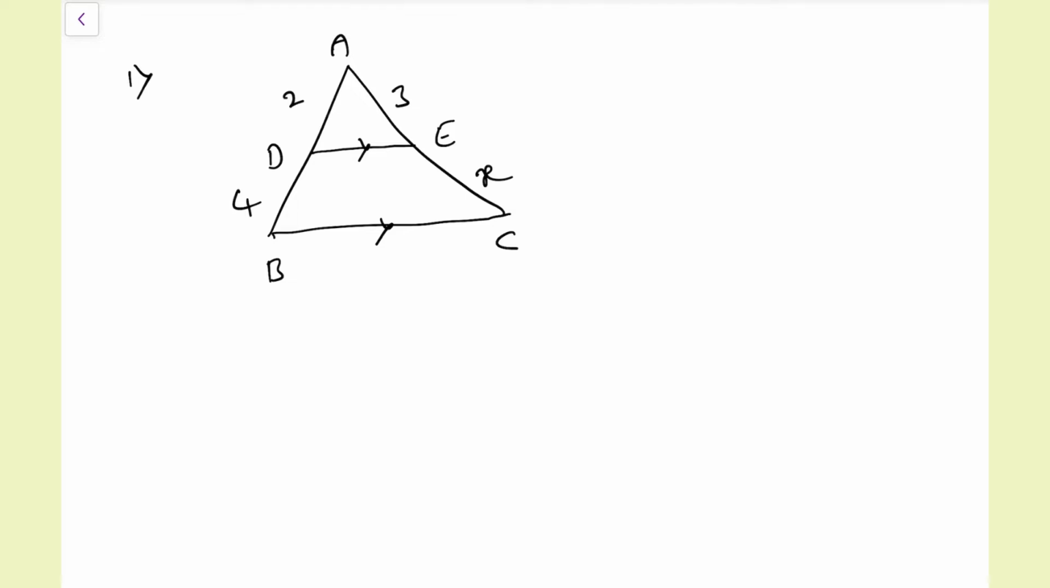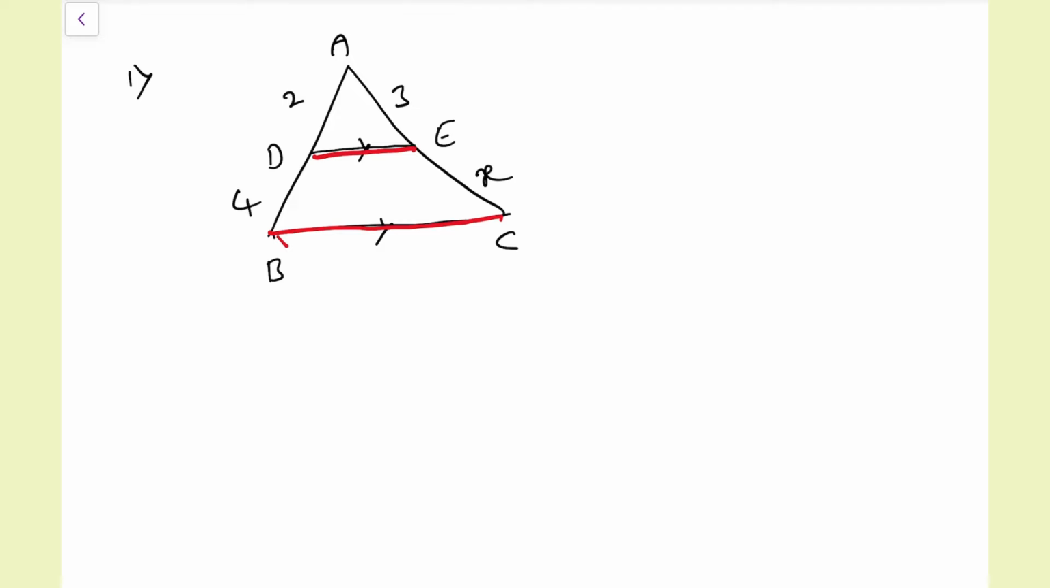We have a triangle ABC and in that DE and BC are parallel to each other. He is asking us to find out the x value. So let us check it out now. In a triangle, if two lines are parallel to each other, then we will use the basic proportionality theorem concept.